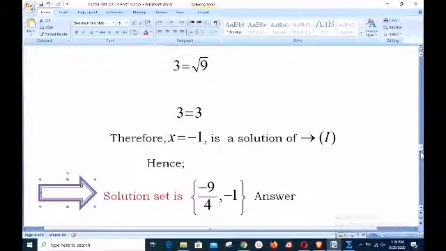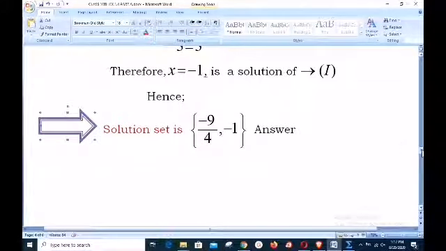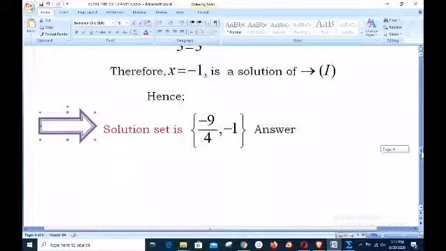Viewers, for your knowledge, if any one of the values or both the values were not to satisfy the equation, that is, the situation was not like left hand side is equal to right hand side, then the roots in that case will be called extraneous roots, and you will not mention any extraneous root inside the solution set. That makes this method complete.